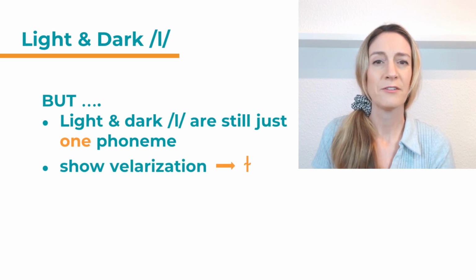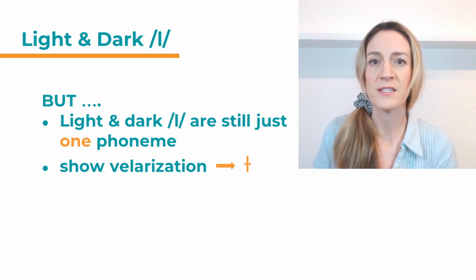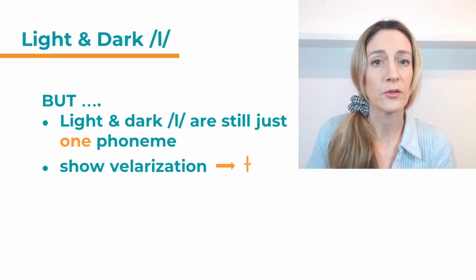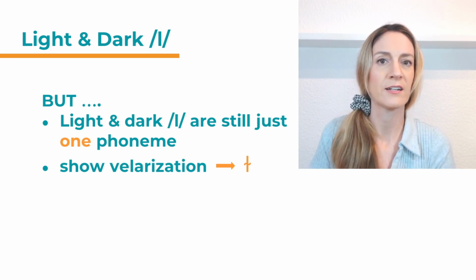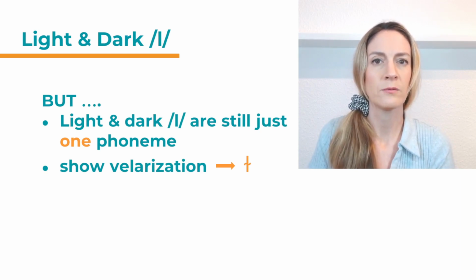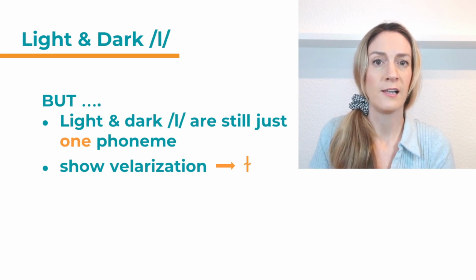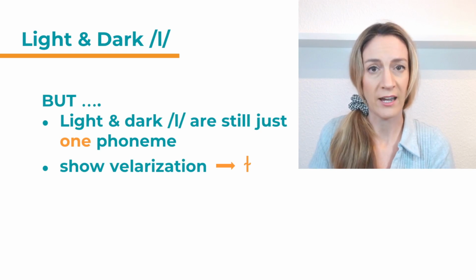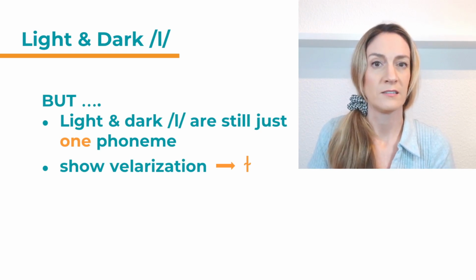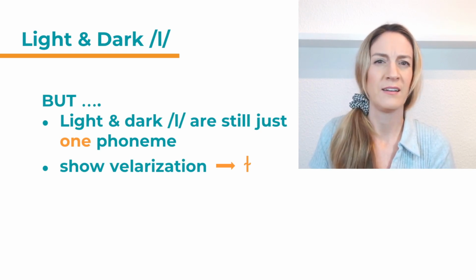And if you really want to transcribe something and you want to show the difference between light and dark, there isn't a different symbol. We just use this little wiggly line and we cross the L and that means it's velarized and it is a dark L. This really is only done, and it's only really important if you have to compose a very, very specific transcription.